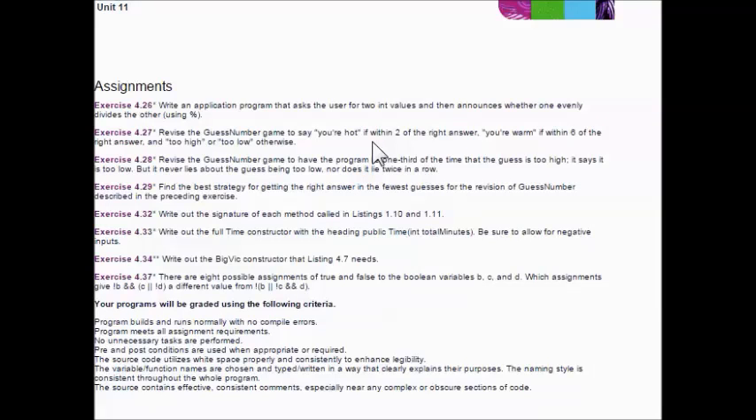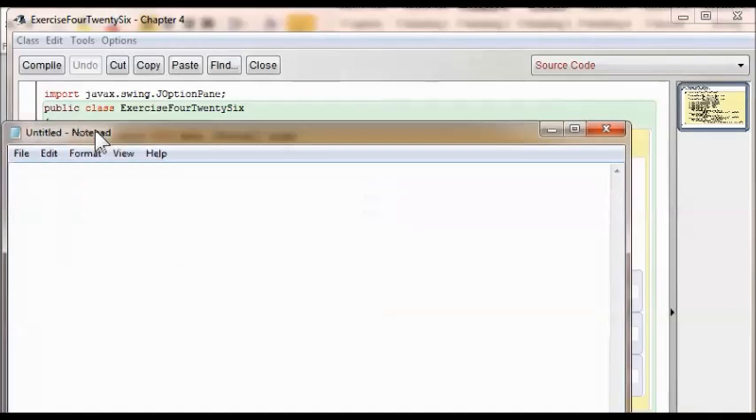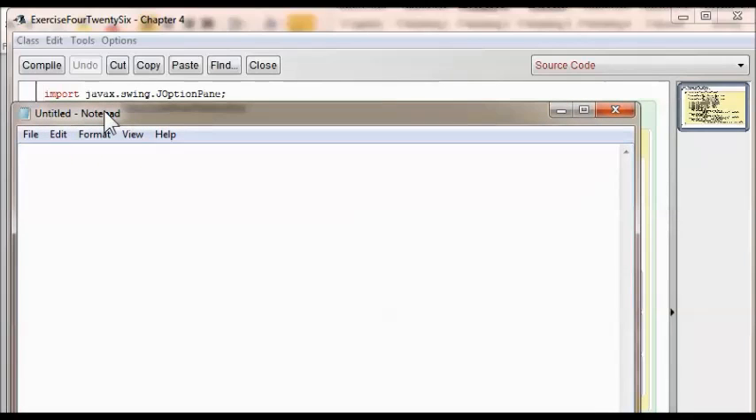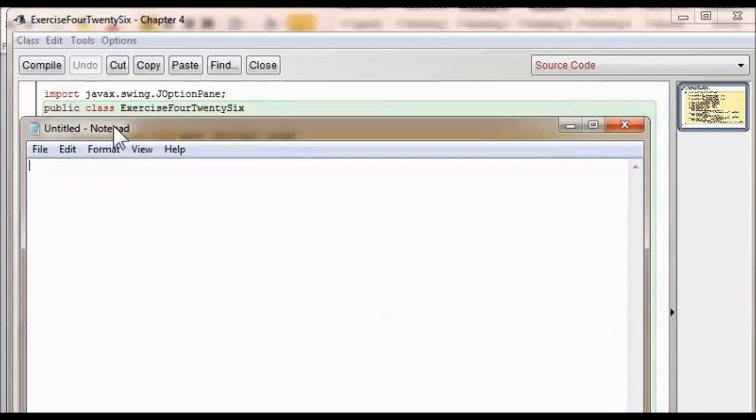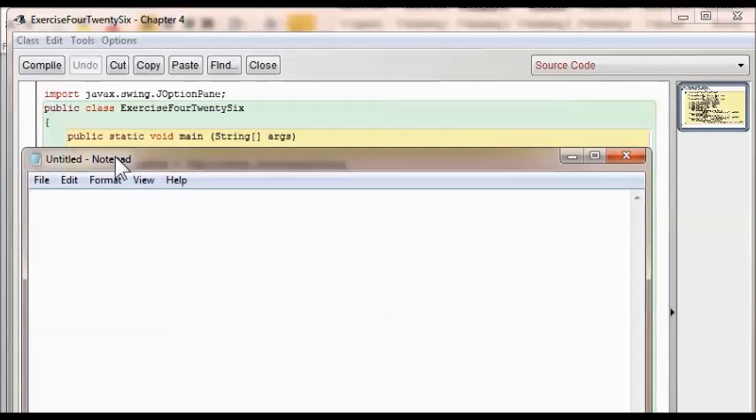The first assignment we're going to look at is: write an application program that asks the user for two int values, then announces whether one evenly divides the other using the modulo. So I've made a new class called Exercise 426. Of course, I did my import javax.swing.JOptionPane, my public class Exercise426, and my main argument.